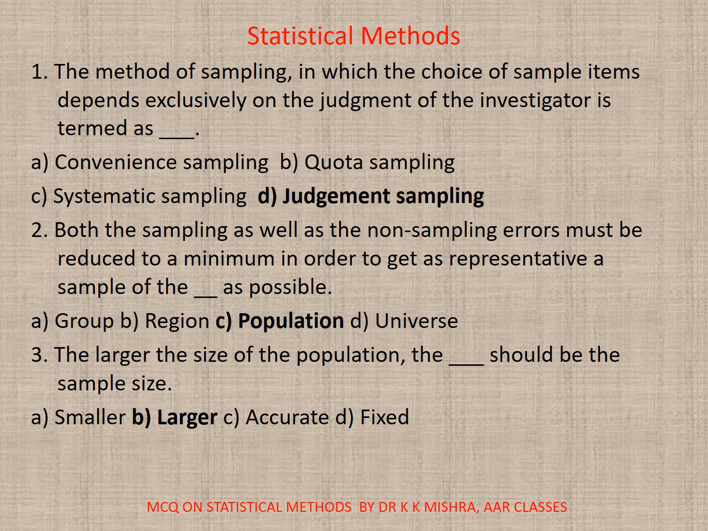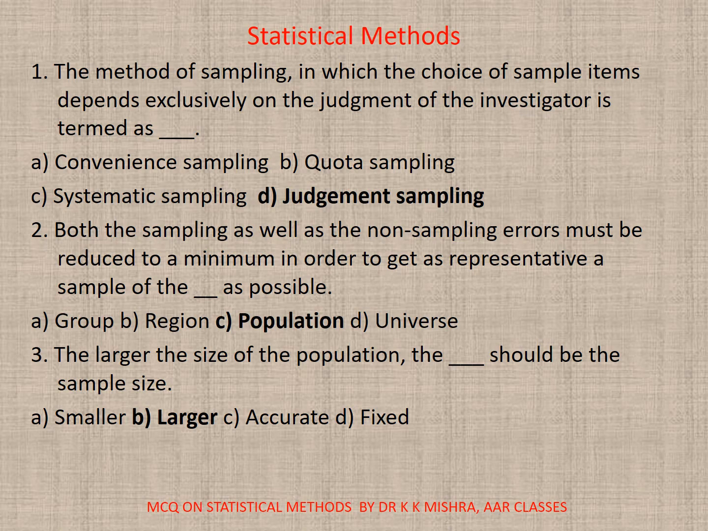Number 1. The method of sampling in which the choice of sample items depends exclusively on the judgment of the investigator is termed as dash. A. Convenience sampling, B. Quota sampling, C. Systematic sampling, or D. Judgment sampling. Correct option is D. Judgment sampling.